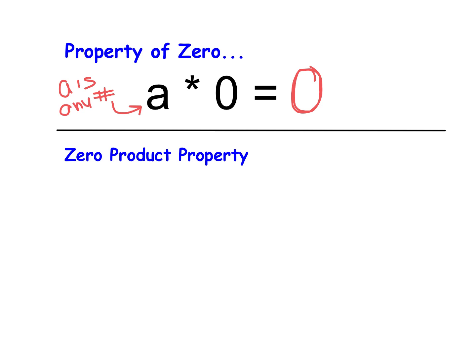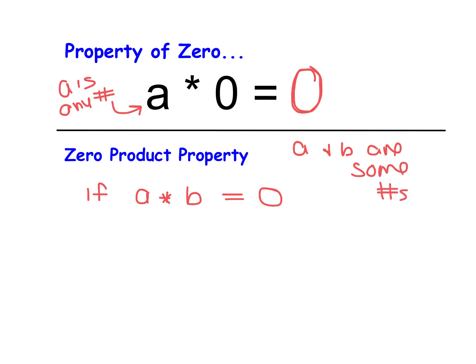That's just the property of zero and how it works when we have a product. So the zero product property stems from this knowledge, and it basically says if a times b is equal to zero. So say you have some hypothetical multiplication problem where a and b are some numbers. You don't know what they are. They're just some numbers. But when they are multiplied together, a times b equals zero.